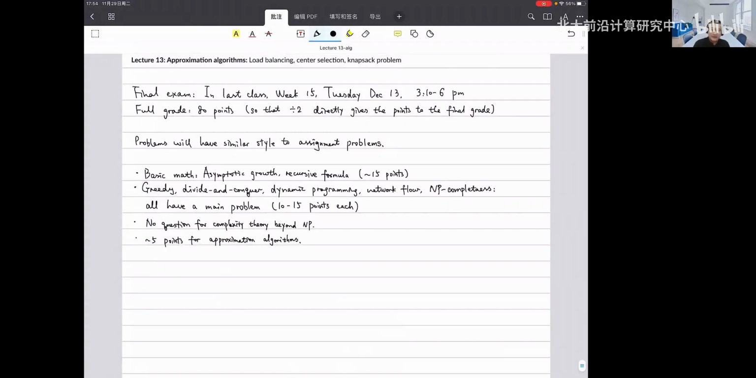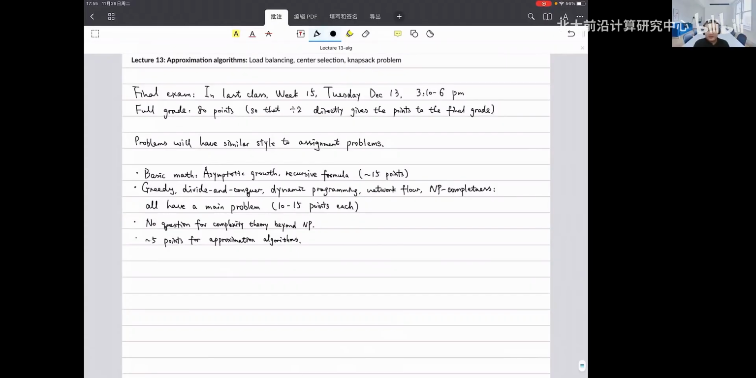As I described at the beginning of the semester, the final exam is going to take 40% of the final grade. So I made the full grade of the final exam 80 points, so that just dividing by 2 directly gives you the contribution to the final grade, which is convenient. In general, the problems are going to be in a similar style to the assignment problems. In particular, the final exam is roughly going to have these kinds of components.